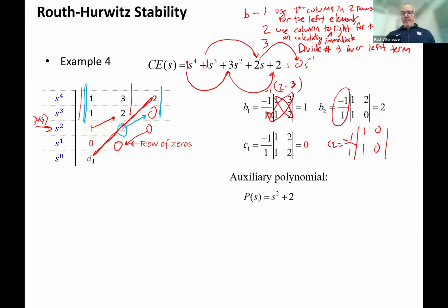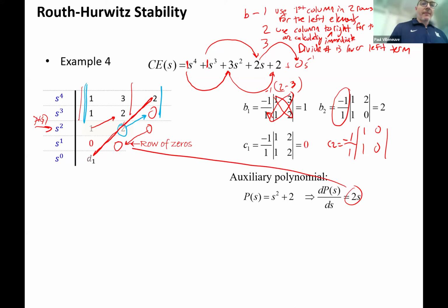Take the first derivative of that, and all I have is 2s, right? Now, this coefficient here ends up replacing the s to the 1 term. Why? Because you see that this is an s to the 1 term there. So I replace my s to the 1 coefficient, that's a 0, with the term 2. There's my 2. Now I can calculate D1.